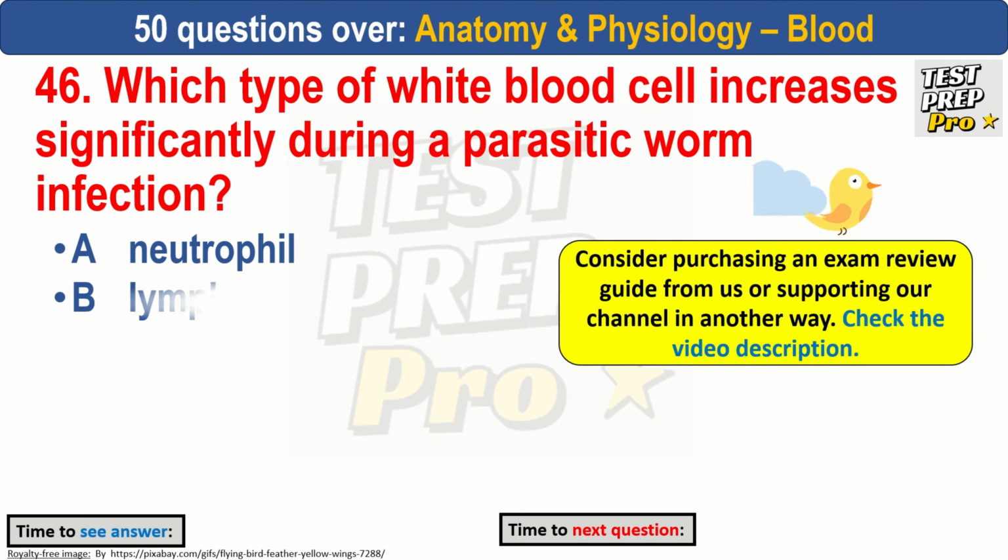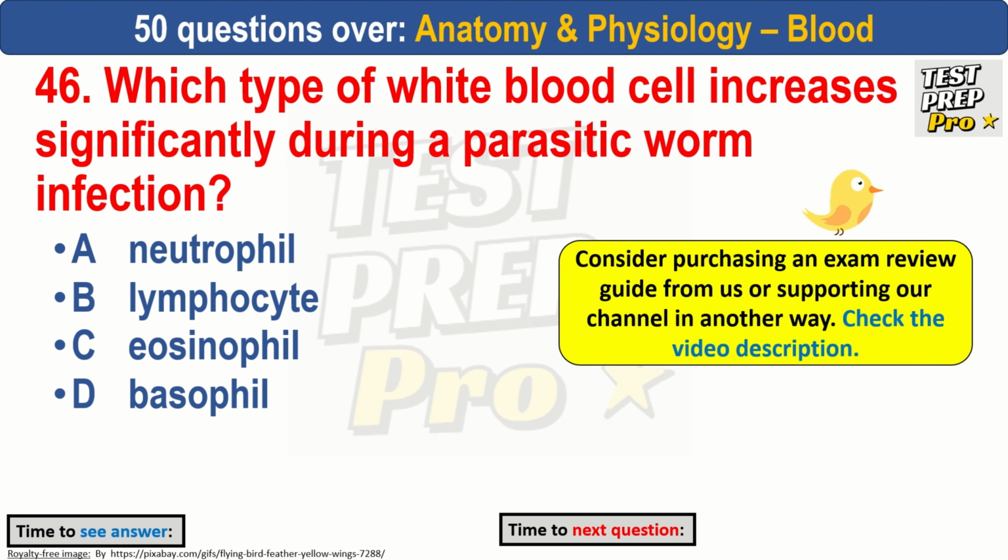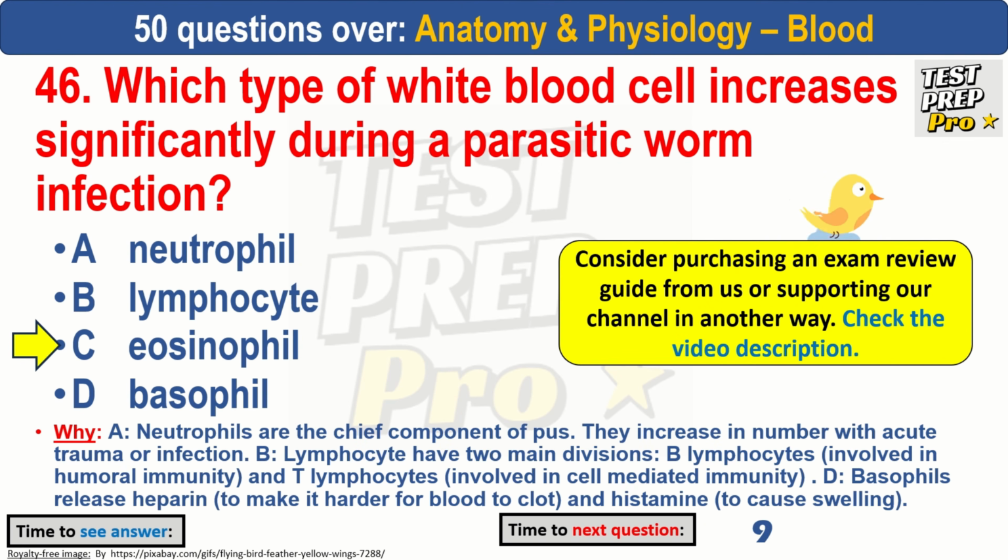Which type of white blood cell increases significantly during a parasitic worm infection? Is it A, neutrophil, B, lymphocyte, C, eosinophil, or D, basophil? So this one will go way up with a parasitic worm infection. It's going to be eosinophil. These can also help you out, they're involved in part of the allergy symptoms. Basophils are more heavily involved. But eosinophils can also eat antigen antibody complexes besides attacking parasitic worms.